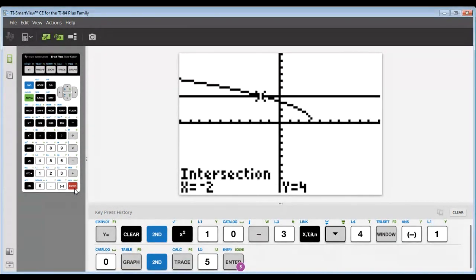Why is y equals 4? Because my y2 is equal to 4. So that is a linear, okay? Y equals 4, that is a linear. So that is the straight line that I have.